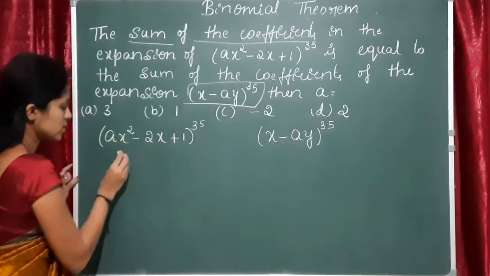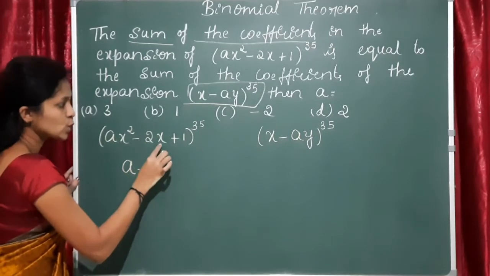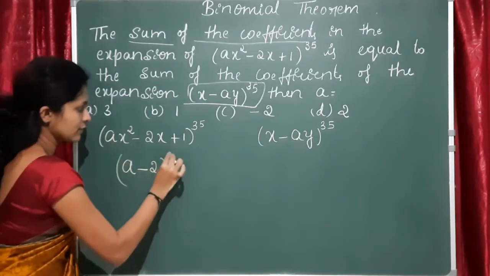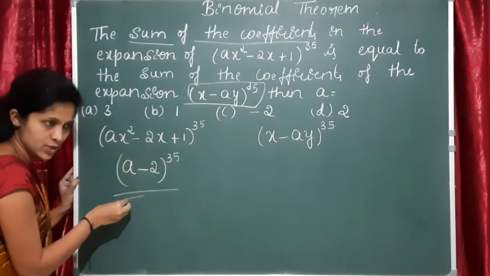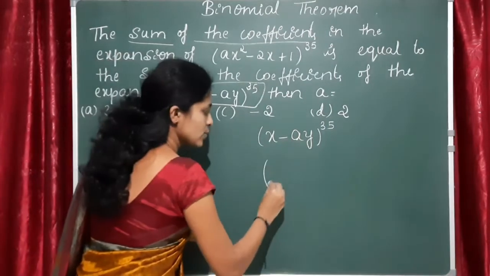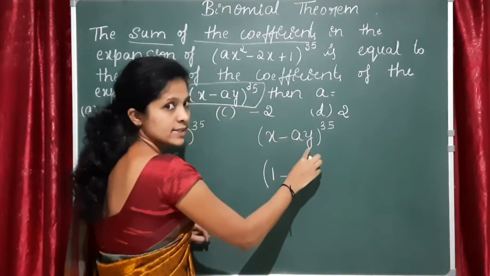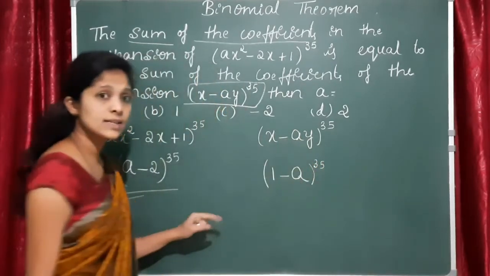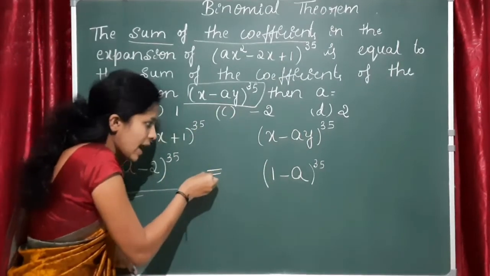So this is equal. If I substitute x as 1, it will be (a - 2 + 1), that is (a - 2) whole to the power 35. So this is the sum of the coefficients of the first expression. In this one, if I substitute x as 1, (1 - a), the value of y is also equal to (1 - a) to the power 35. So this is the sum of the coefficients of the second expansion, and it is given that they are equal.